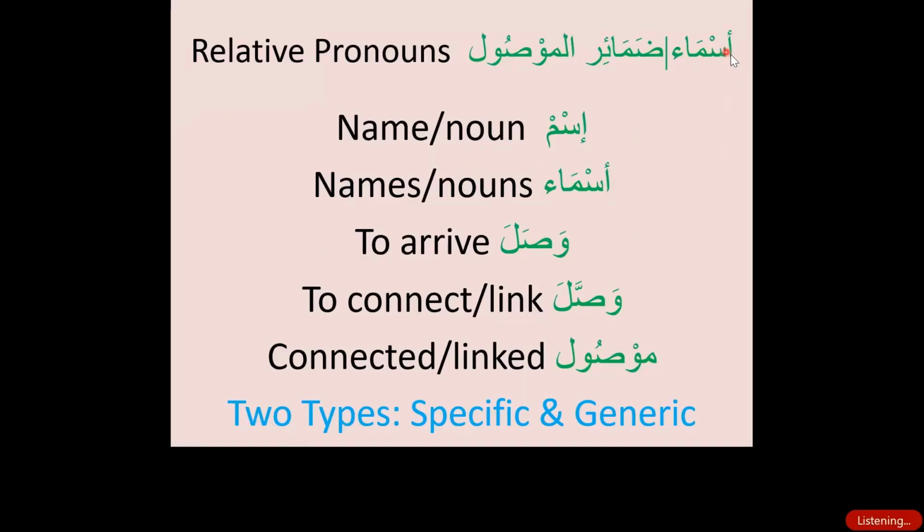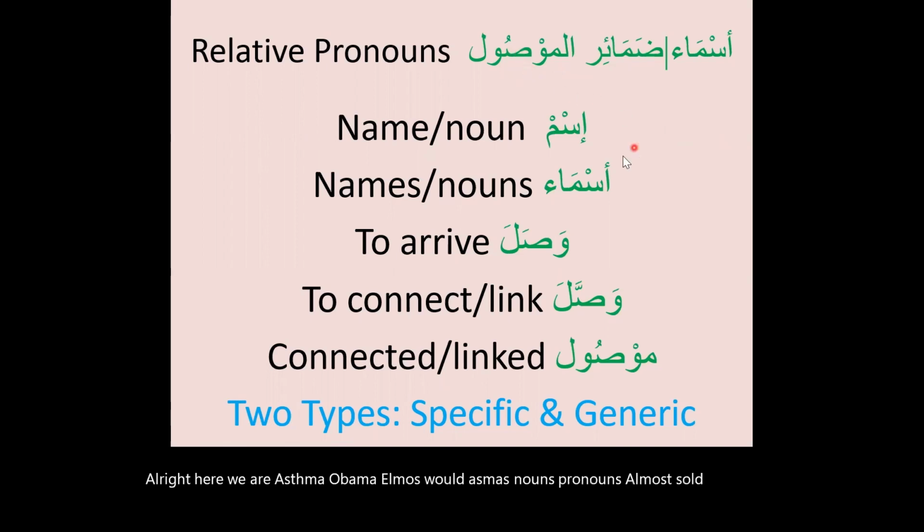With that being said, let's focus on today's lesson, relative pronouns. All right, here we are. أسماء أو ضمائر الموصول. أسماء is nouns, ضمائر is pronouns, الموصول relative. All right, we have some vocab. Let's go over these vocab, and then we will delve into today's topic.